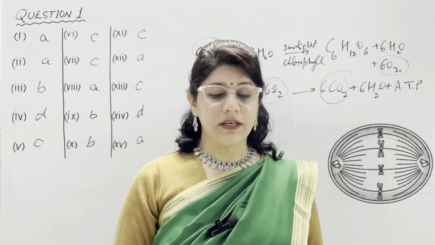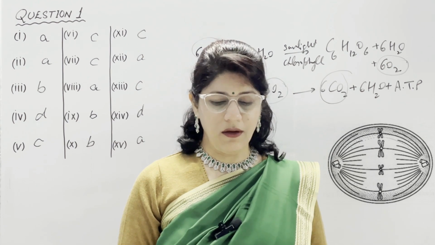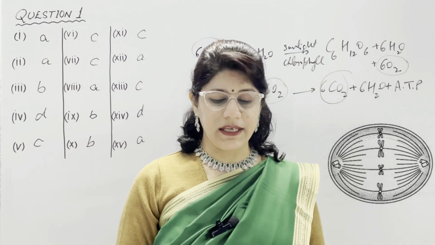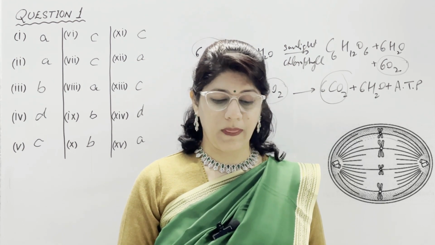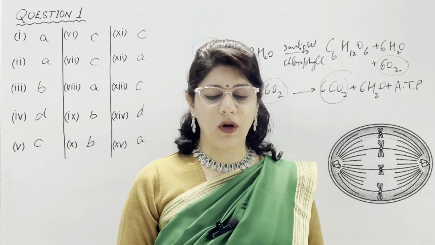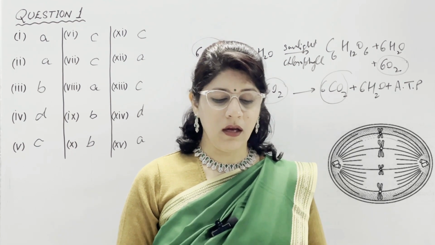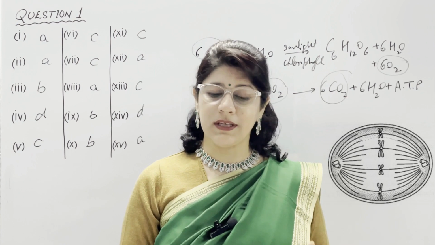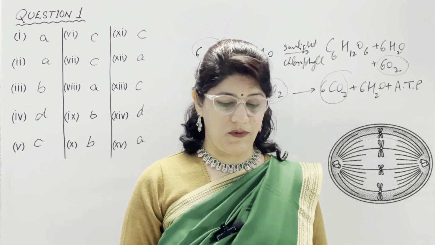In fifth part, the diagram given is representing a stage during cell division. Answer the following questions. First is identify the given stage. It is metaphase. Give a suitable reason for your answer: because chromosomes are arranged in the equatorial plane of the cell. So we can easily identify that this phase is metaphase.